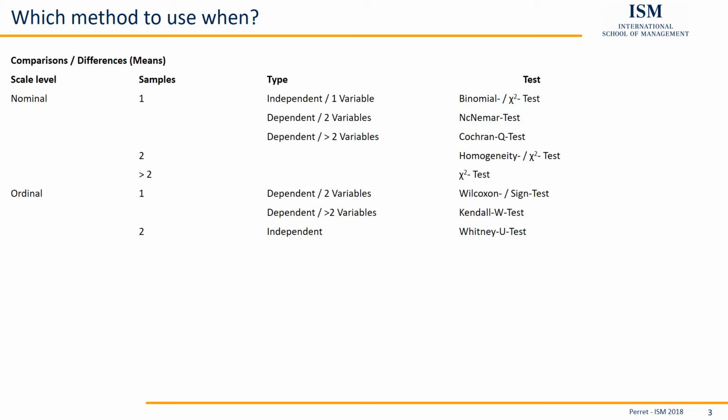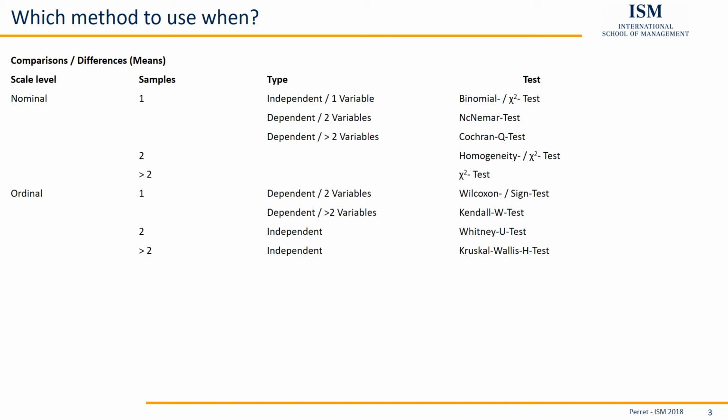And if I have more than two samples, still independent samples, so if I have, for example, 5 different cities I want to compare, then I'm going to use the H test or the Kruskal-Wallis test. So here we see there's a structure. It's usually: I have dependent groups, 2 or more than 2 observations, independent, 2 or more than 2.